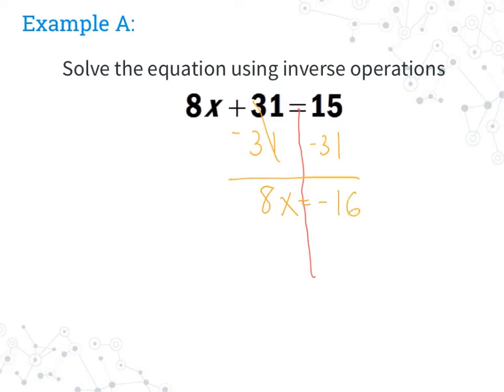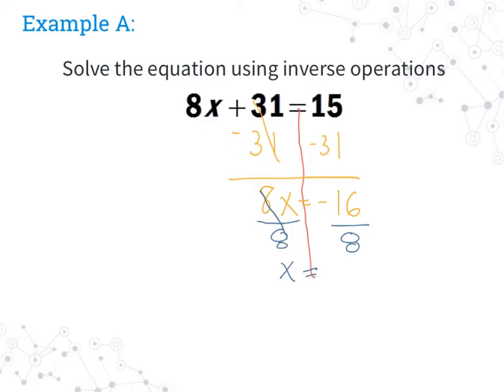So now I've got just a one-step equation. I've got 8x equals negative 16. So I'm going to be performing the inverse operation. The inverse of times 8, which is the 8 next to the x, which is multiplication, is division. So I'm going to divide both sides by 8. 8 divided by 8 is going to give me 1, or 1x, so I can just write x. You don't have to write the 1.